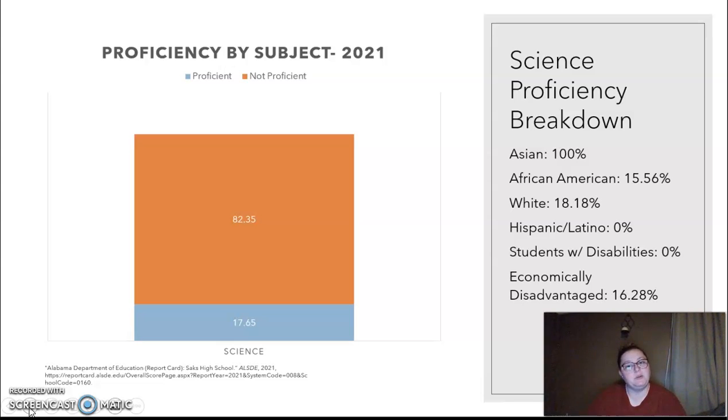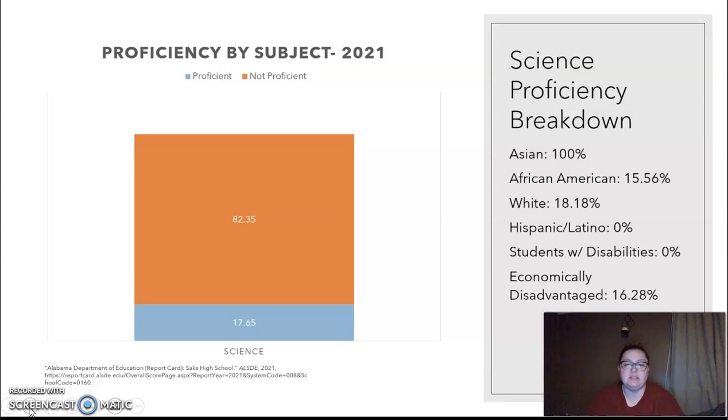18.18% of our white student population are considered proficient. 0% of our Hispanic and Latino population are considered proficient in science, as well as 0% of our students with disabilities. Again, that's a major issue. We need to look at the data and try to figure out why we have 0% of any of our subgroups considered proficient in any academic area.